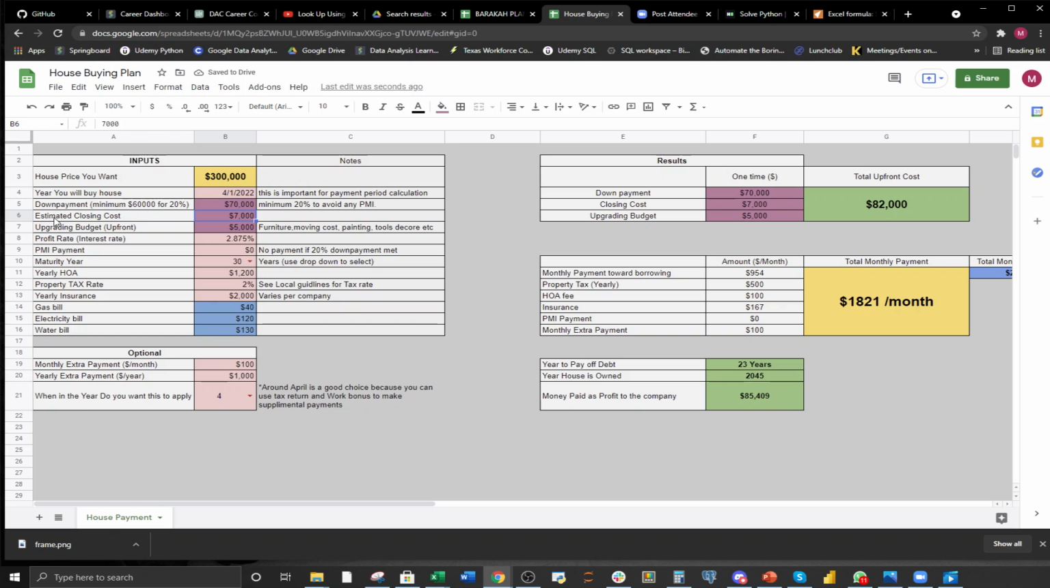And then the next line is the estimated closing cost. This is one of the items that a lot of new home buyers actually don't think about as much. The closing cost is basically some of the fees that you will have to pay to the title company. Basically, the people who will be giving you paperwork and things like that showing that you actually own the house, and the people that act as the middleman, if you will, between you and the borrowers. And so you have to pay them some money.